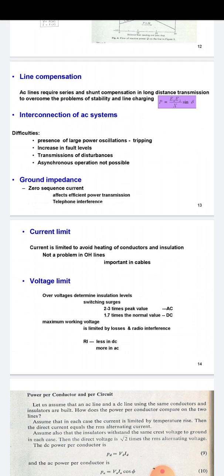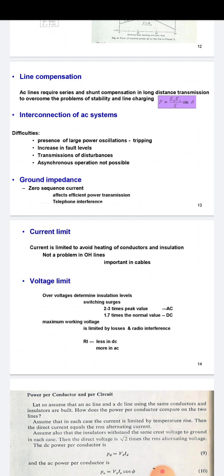Next, we have to consider ground impedance. In AC transmission, the existence of ground current, that means zero sequence current, cannot be permitted in steady state due to the high magnitude of ground impedance, which will not only affect efficient power transfer, but also result in telephone interference.